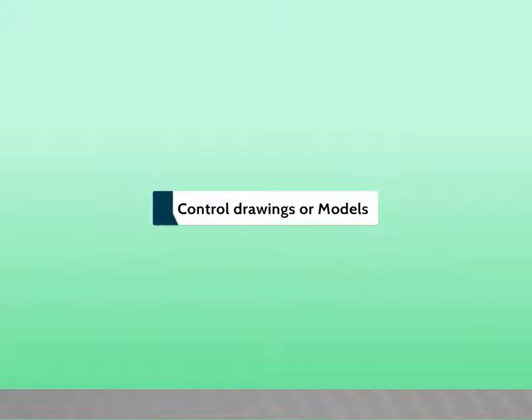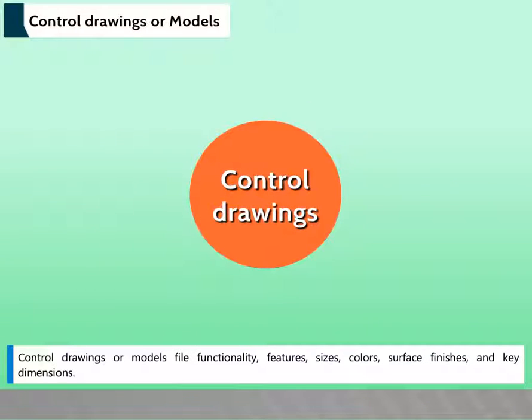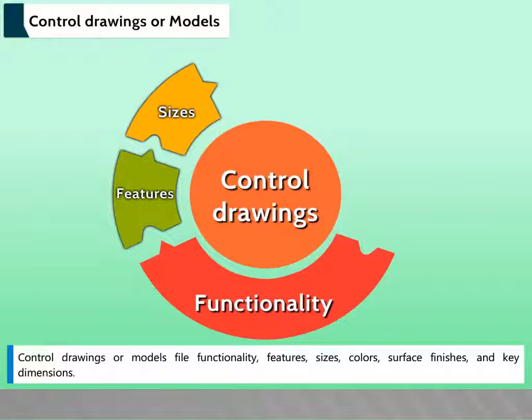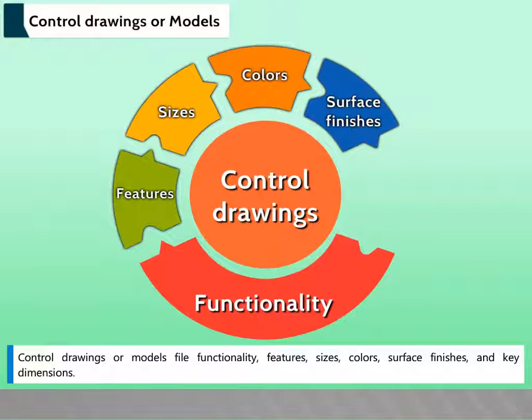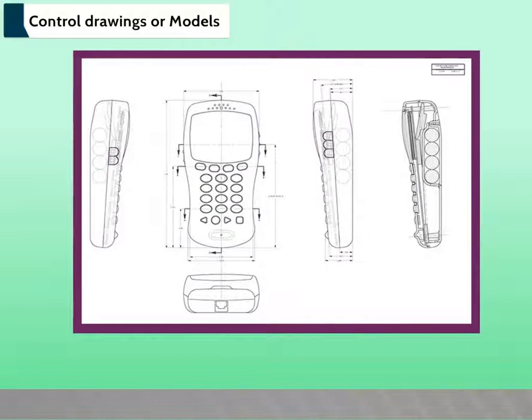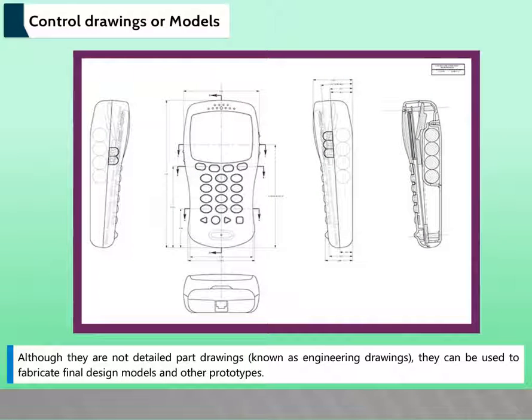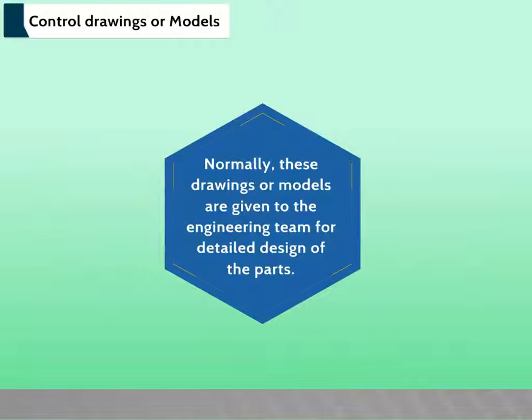Control drawings or models. Control drawings or models fix functionality, features, sizes, colors, surface finishes, and key dimensions. Although they are not detailed part drawings, that is, not engineering drawings, they can be used to fabricate final design models and other prototypes. Normally, these drawings or models are given to the engineering team for detailed design of the parts.